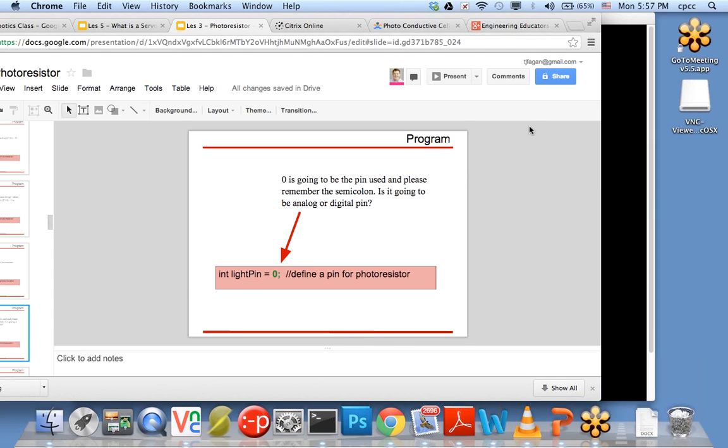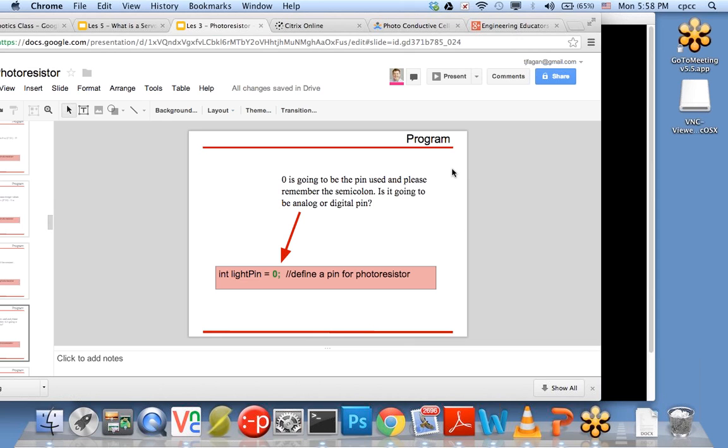Now, is this going to be an analog pin or a digital pin? Let me see a raise of hands. Corey, I'm going to unmute you. Corey, you there? Yeah, I'm there. It's an analog pin. Why else would you put a photoresistor there? Good call. Thank you. I'm going to mute Corey.